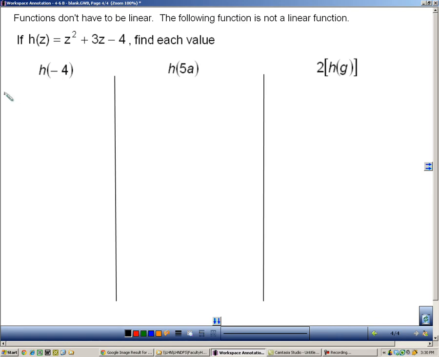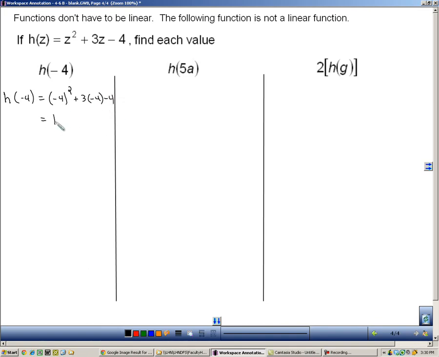So h of negative 4, I'm going to plug in my negative 4. And this time, I want you to notice the difference. I don't have the letter x, I have the letter z. Well, that doesn't matter. That just means z is my domain letter. And whatever I see in the parentheses, I plug in place of the z. So here, negative 4 goes in for the z. That's another z, so I plug negative 4 in for that, minus 4, and I do algebra.